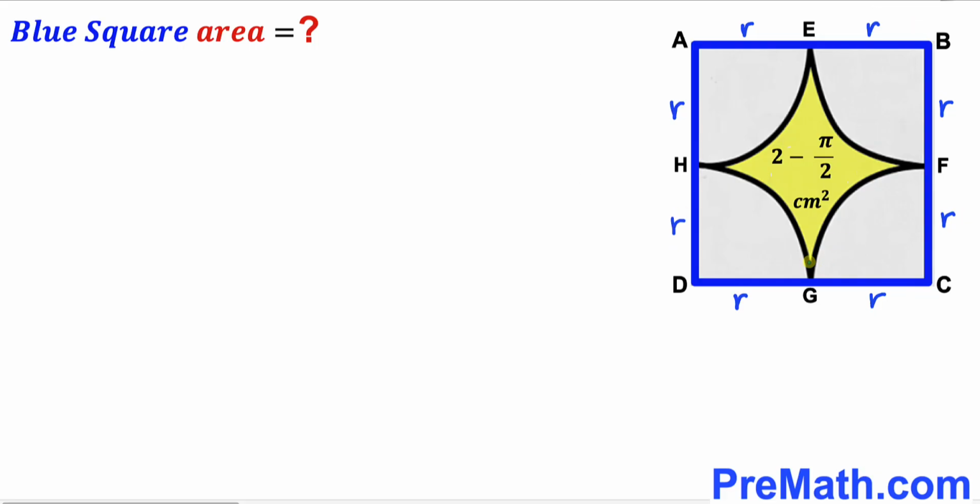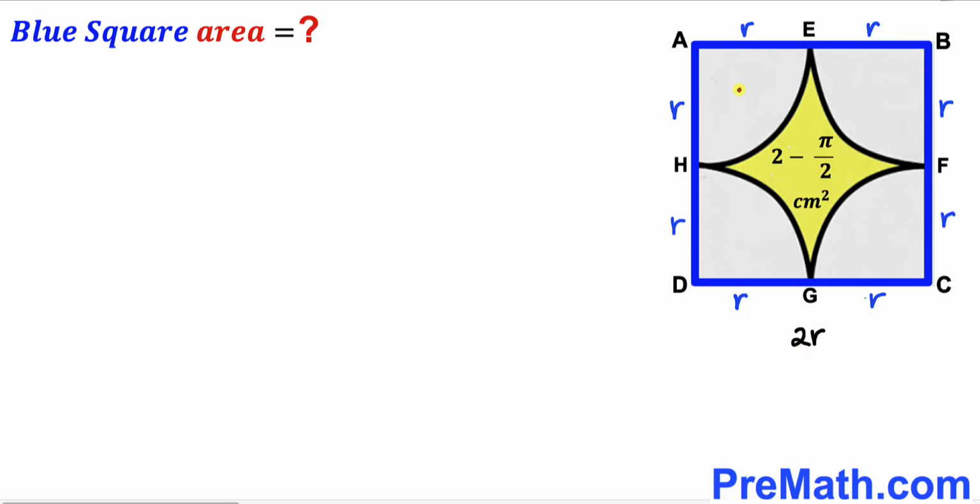And here's our next step. We know that we are dealing with this blue square ABCD, so therefore all 4 sides are equal length. Let's focus on this side DC. We know its side length is going to be r plus r, which is 2 times r. So therefore, the side length of this square is going to be 2 times r.